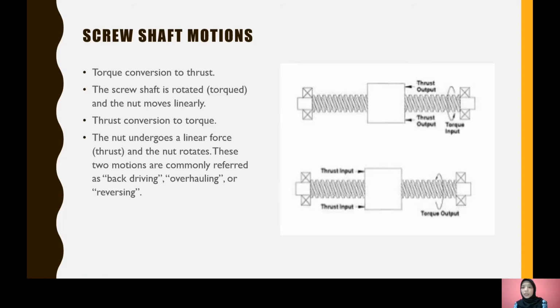The two less common motions involve thrust conversion to torque. The nut undergoes a linear force, thrust, and the nut rotates. These two motions are commonly referred to as backdriving, overhauling, or reversing.